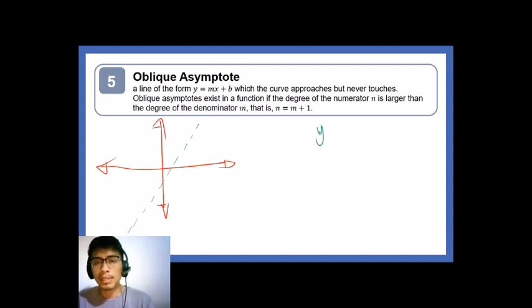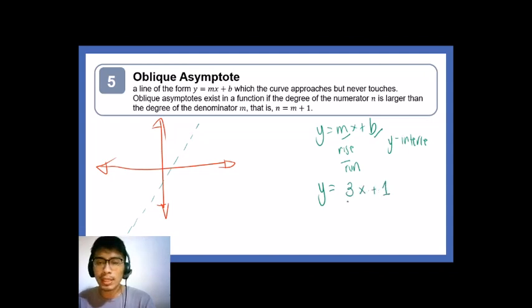Basically, y is equal to mx plus b is the standard form for the line, where m is the slope, if you still remember, in the form of rise over run, and b is the y-intercept. Say for example, I have here y is equal to 3x plus 1. What is the slope? That is 3. And what is my y-intercept? That is 1. So that's how we do it.